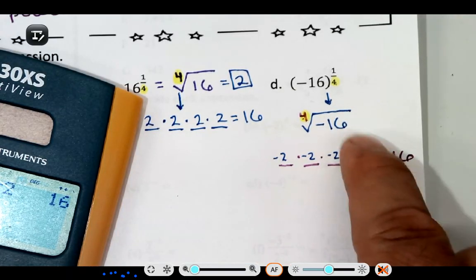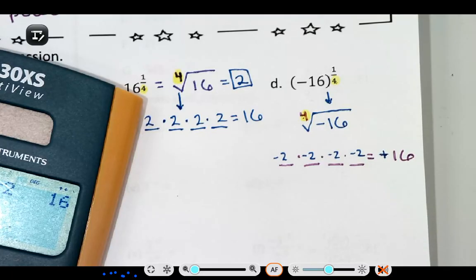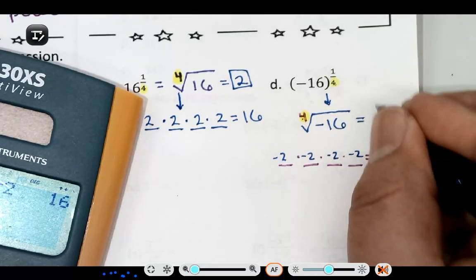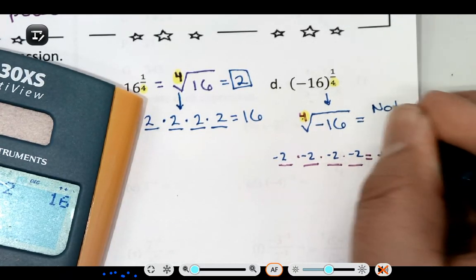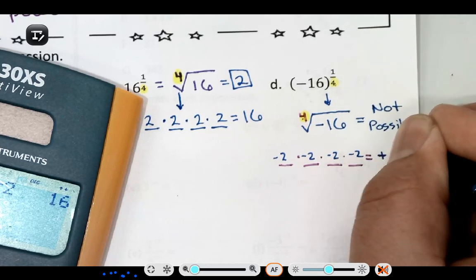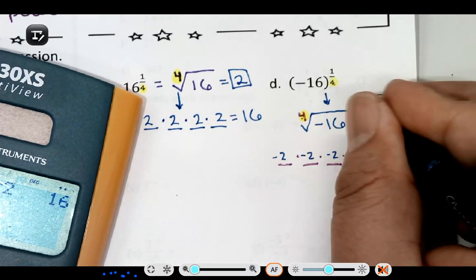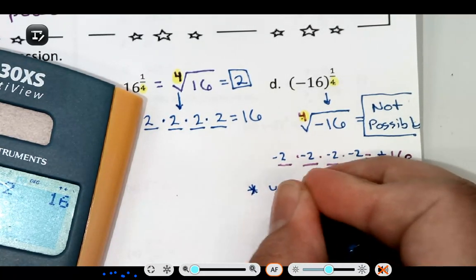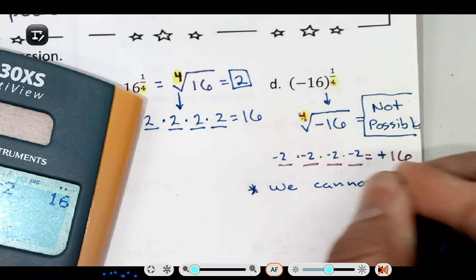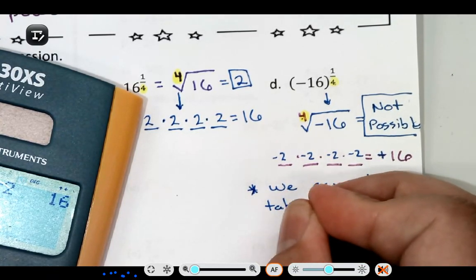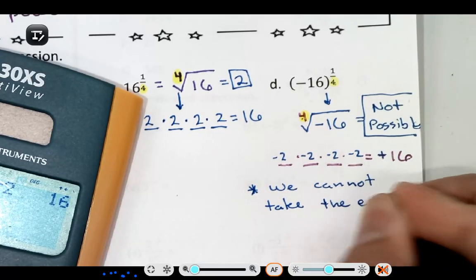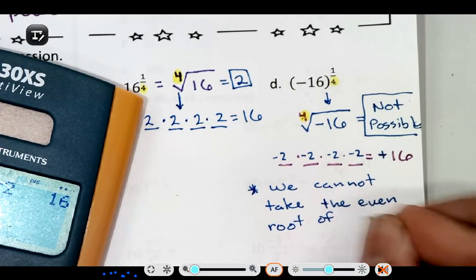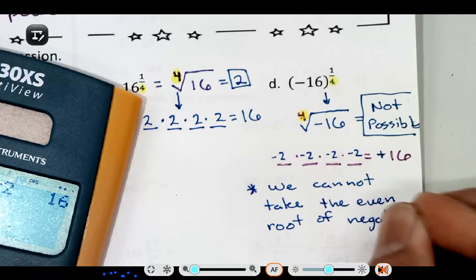Well, then there is no number that works for this. And when no number works, because this right here equaled positive 16, nothing is going to work, so we just say not possible. We just can't do it. There is no number that is going to work for this one. So one of the things that we're going to learn is that we cannot take the even root, because the number 4 is an even number, the even root of negative numbers. So we are not allowed to do that.